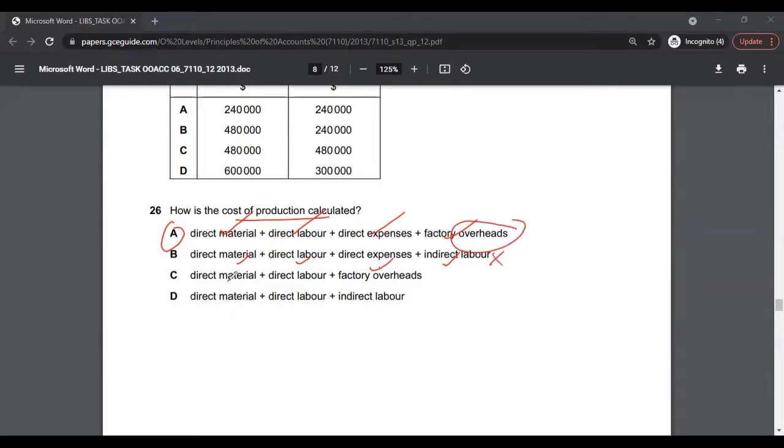Direct material, direct labor, direct expenses, indirect labor, but it's incomplete because then we have factory overheads as well. So no. Direct material, direct labor, factory overheads, but it's missing direct expenses. Direct material, direct labor, indirect labor, then again, it's missing direct expenses plus the factory overheads. Therefore, the answer to multiple choice 26 is option A.